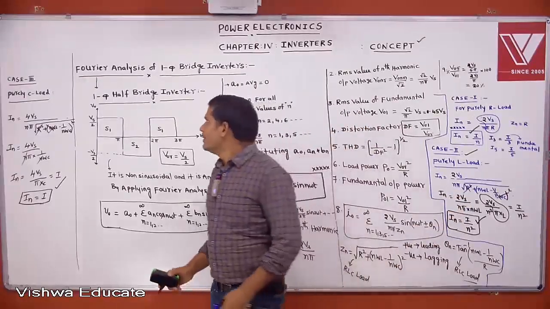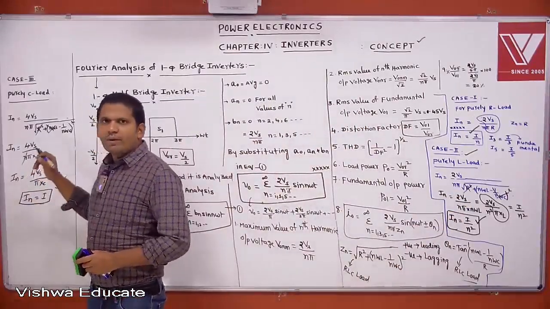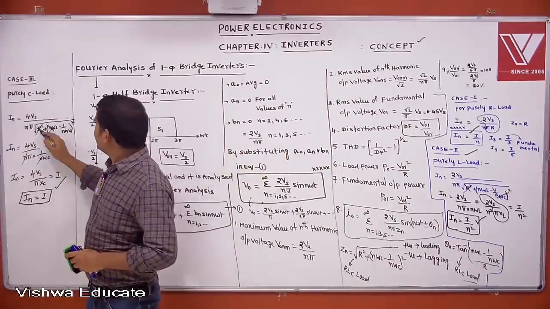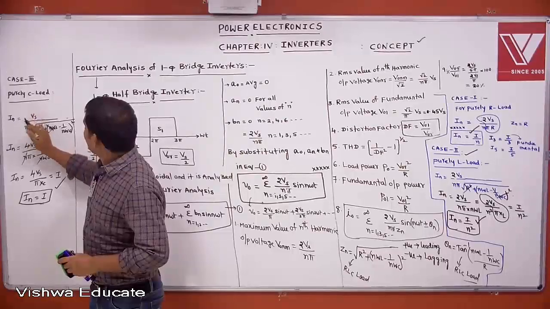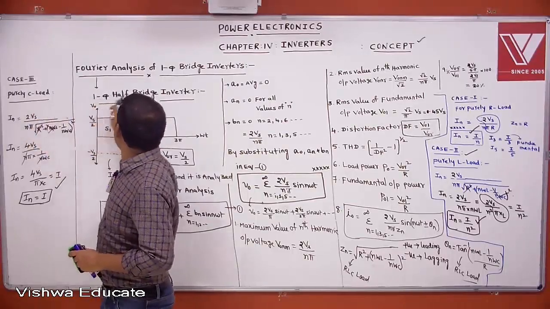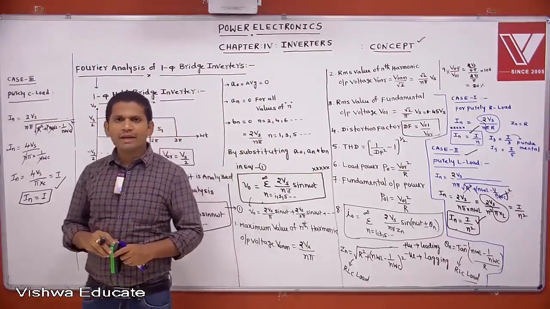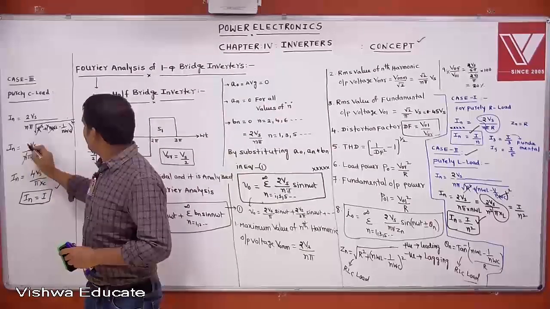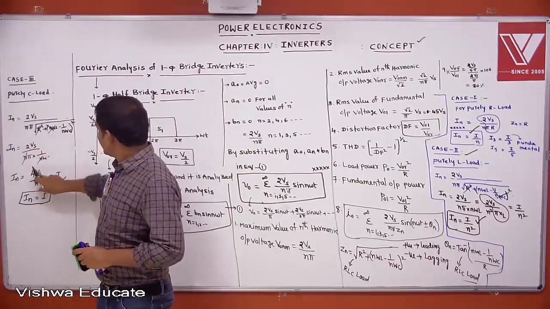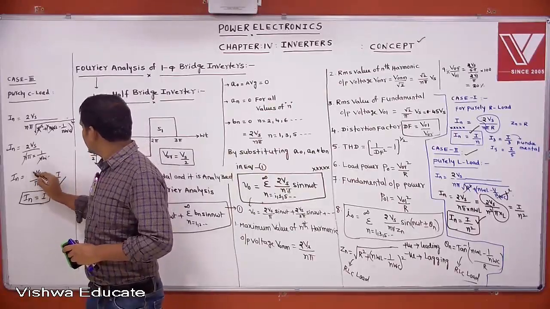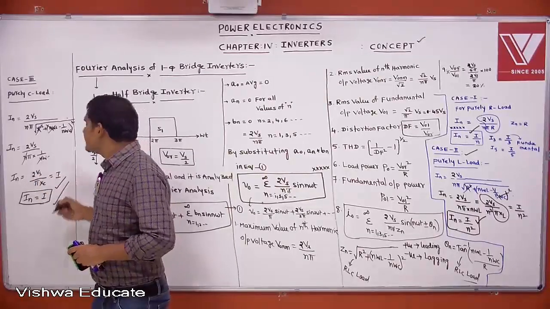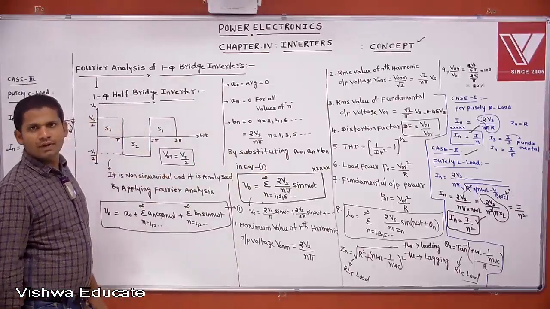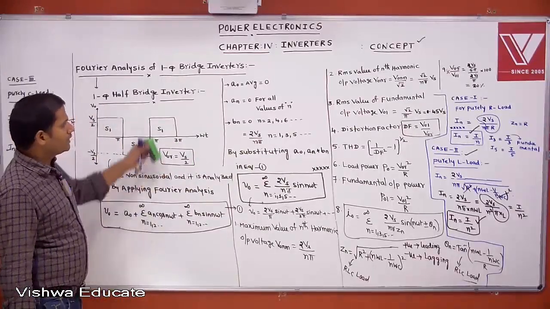Now see, for a purely capacitive load, what can you get? Replace Vs by Vs by 2 now, because it is a half bridge inverter. I am explaining Fourier analysis for the half bridge inverter. This also you can replace, 4 Vs by 2 Vs. Then we can get it like this. This is the Fourier analysis of which inverter? Single phase half bridge inverter. This you know.